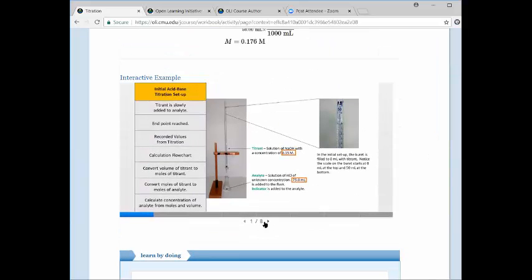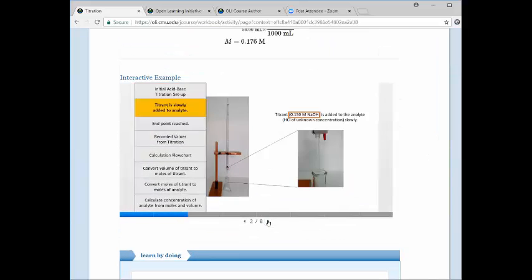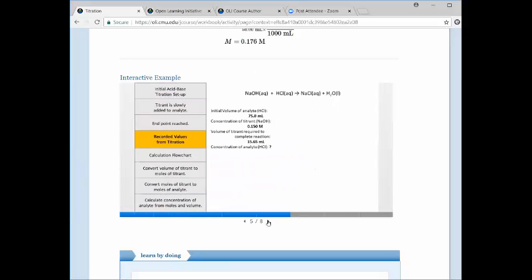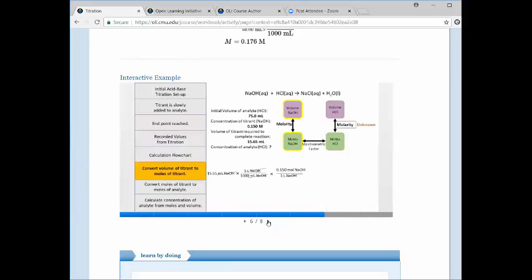Also have an interactive example for a titration problem. Again, tended to reserve those for your more complex type of problems.